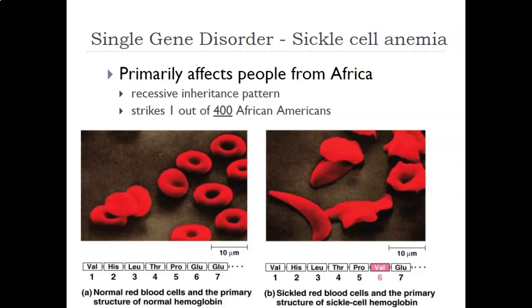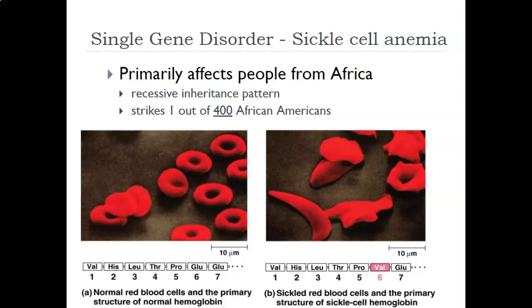So our first one is a single gene disorder. An example of this is sickle cell anemia. This primarily affects people from Africa. It's a recessive inheritance pattern, so that means you have to have two recessive alleles to show this disorder. It has a relatively high rate of inheritance. 1 out of 400 African Americans have sickle cell anemia.